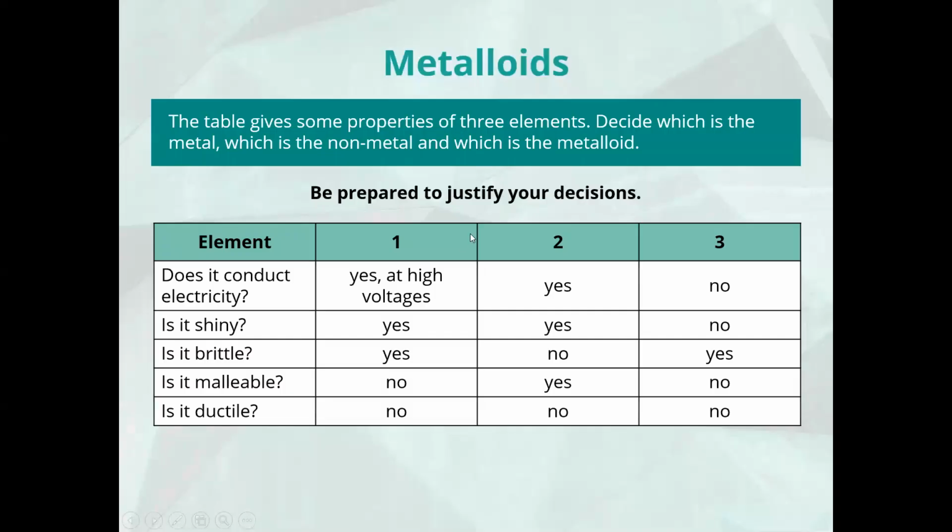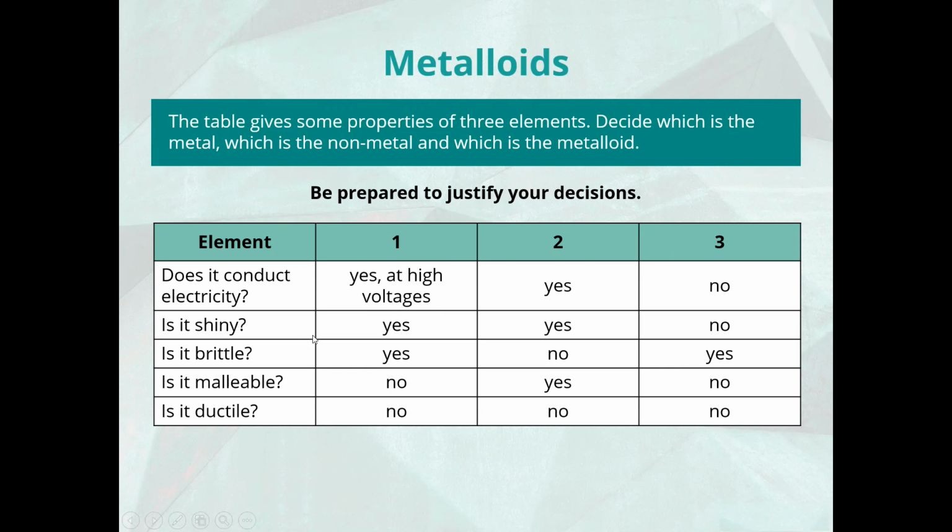All right, so we have different results of a test that was carried out where they tested the different properties of three elements. And from these results, we have to decide whether the element is a metal, a non-metal, or a metalloid. So having a look at conducting electricity, we know that non-metals do not conduct electricity. So that will be so far number 3. And we know that metals do conduct electricity. So it's between these two. This is possibly the metalloid because it only conducts electricity at high voltages.